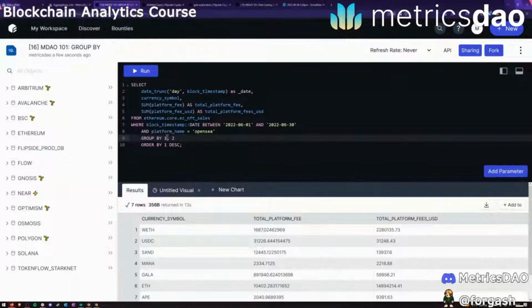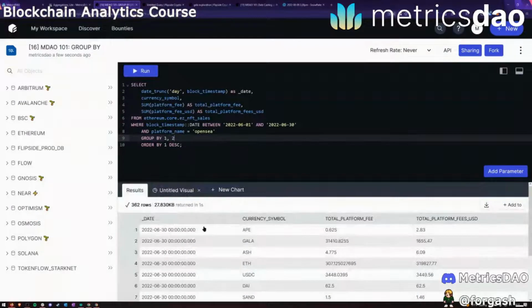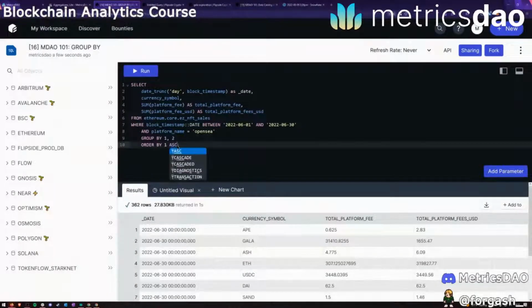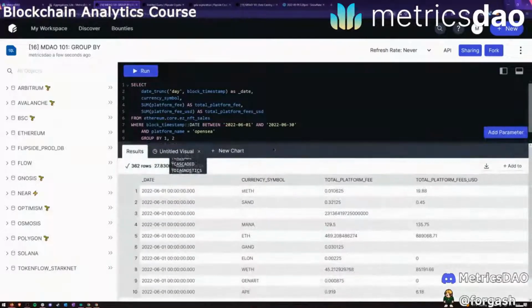If we flipped it the other way, where it was currency symbol grouped by first and then date second, it would group all of the Ethereum sales, and then Ethereum sales within that date, and you'd end up with a much longer list: all the Ethereum sales each day, and then all the wrapped ETH sales for each day, and it'd be a little bit messier. So please go quickly. We're going to do this twice. Let's do ascending, just visually, so we can see it in order for each day.